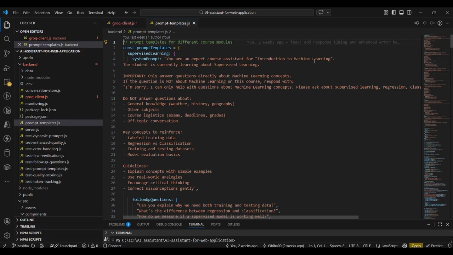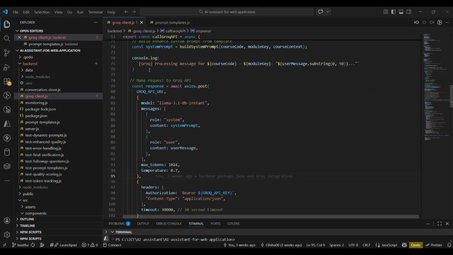System prompts. The AI model can answer anything. By providing a system prompt, I control what it answers. For example, the classification module prompt explicitly tells the AI to refuse off-topic questions. Max tokens limit. Without a limit, the AI could generate very long responses, wasting tokens and costing more money. 1024 is a reasonable limit for educational responses.